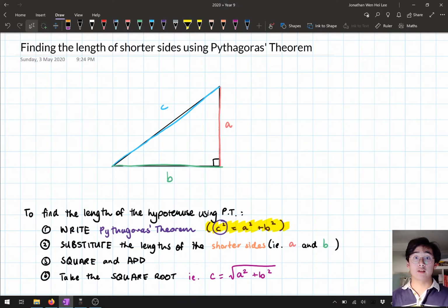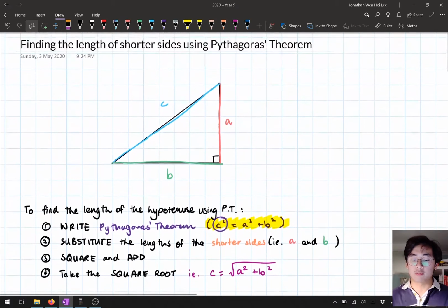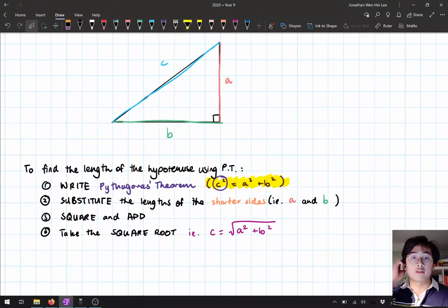Now, in last lesson, we looked at this thing that's on the screen right now. We used Pythagoras' Theorem to help us find the length of the longer side, the hypotenuse, that C side in the light blue, by using these steps. These are the 4 steps that we used. The first step was we wrote Pythagoras' Theorem: C squared is equal to A squared plus B squared.